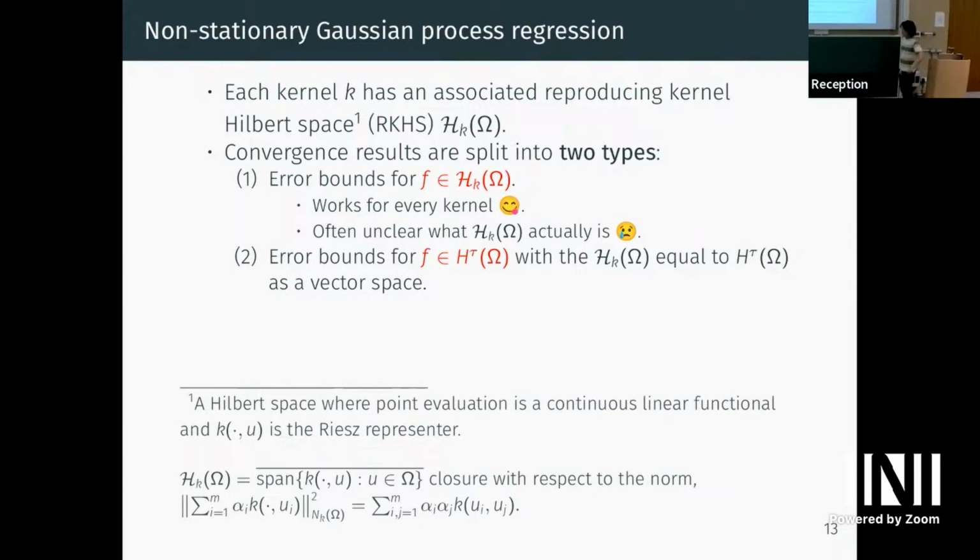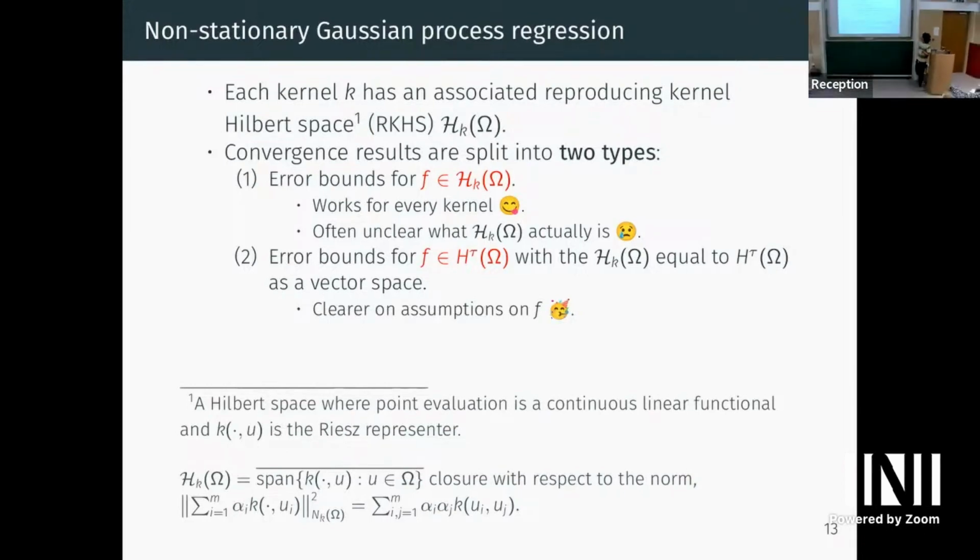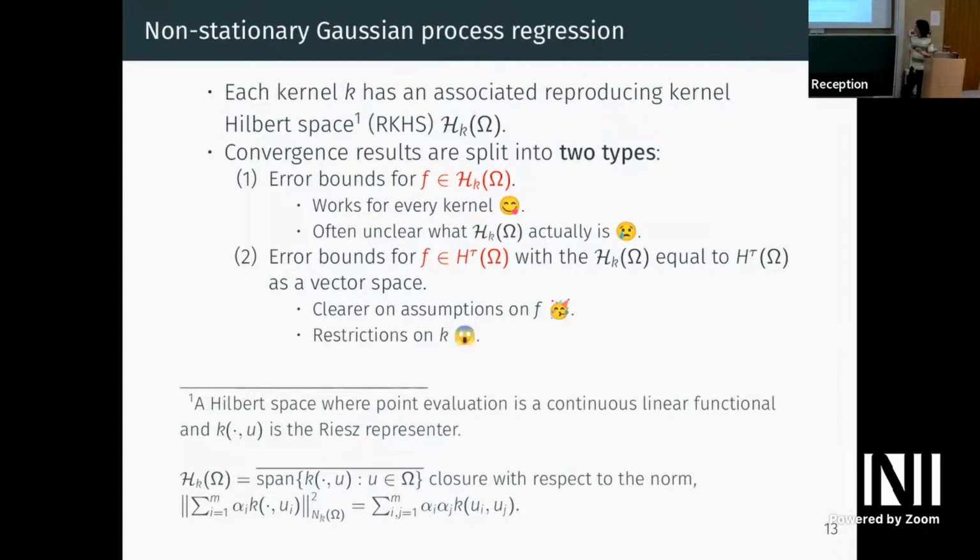If we can do that, then it's better. In this sense, we have clear assumptions on f, which is good because we know a lot about Sobolev spaces. As a community, there is a lot known about Sobolev spaces. But there are restrictions on the kernel, obviously.